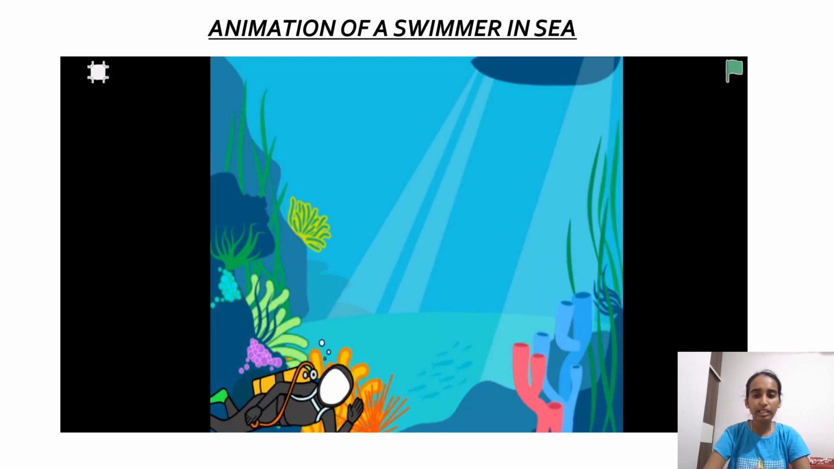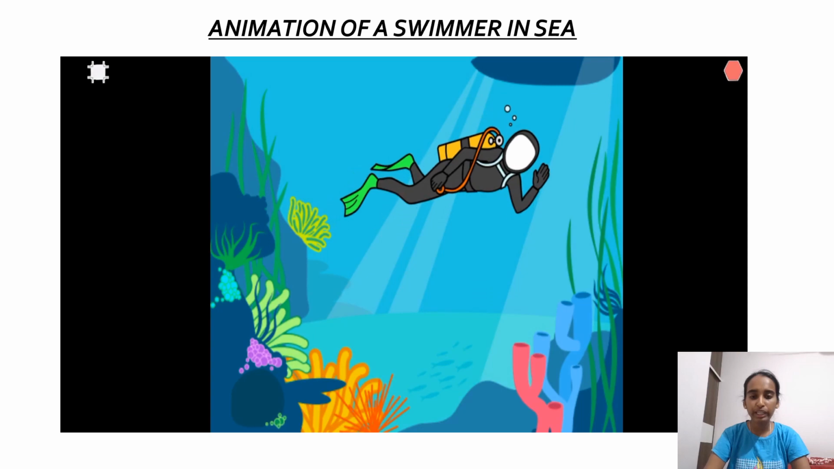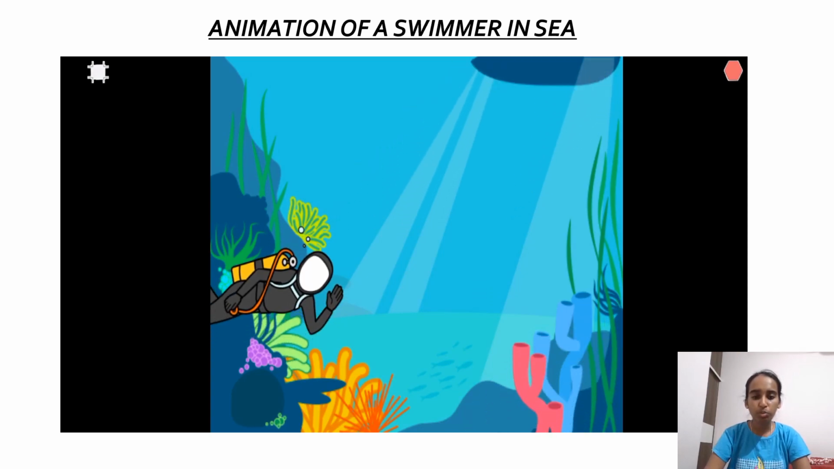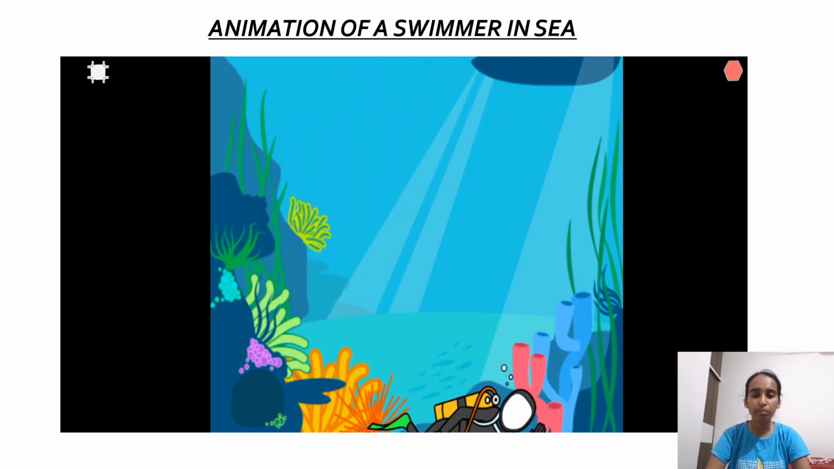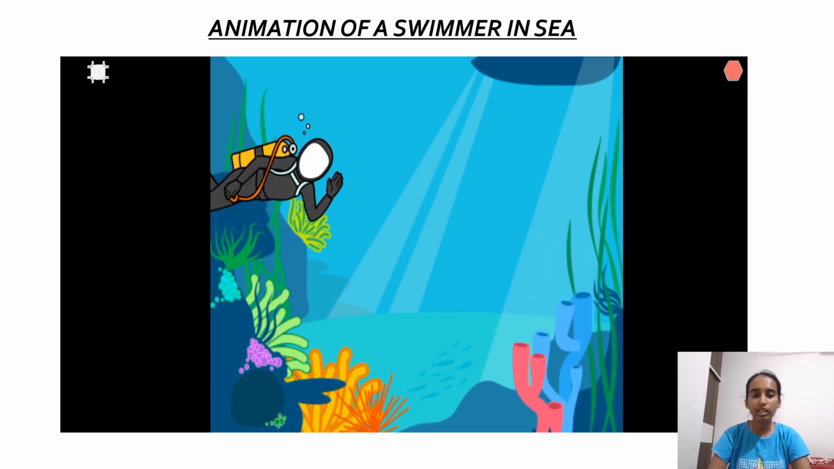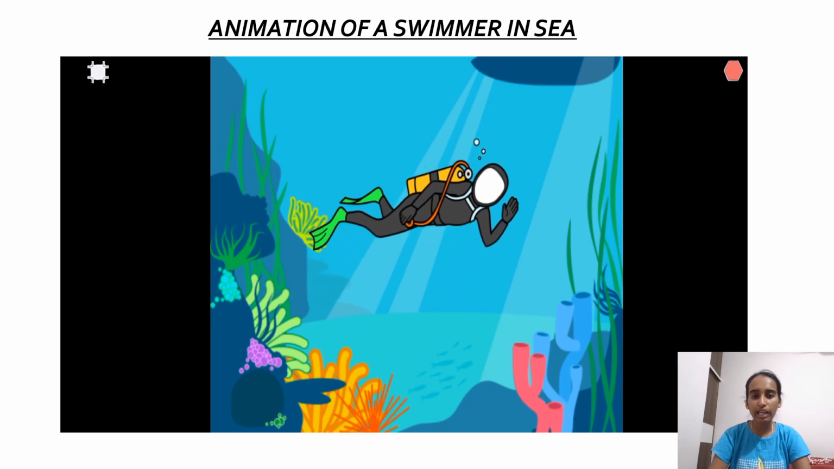Here is another example of an animation of a swimmer in a sea. Here he is moving forward and upward. You can see that in Scratch Jr there are options called forward, back, upward, downward, and rotating. This can be done in Scratch Jr easily, and it is easily applicable for others also. So use this app for any animation.